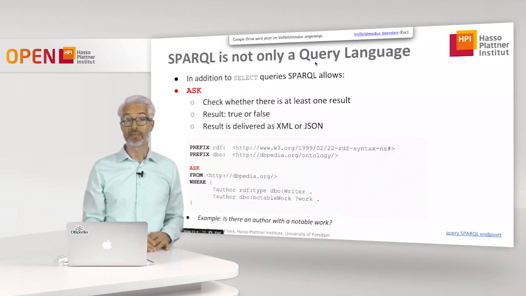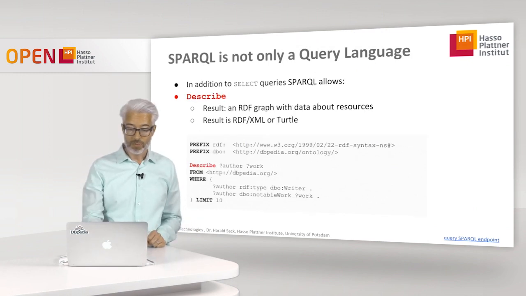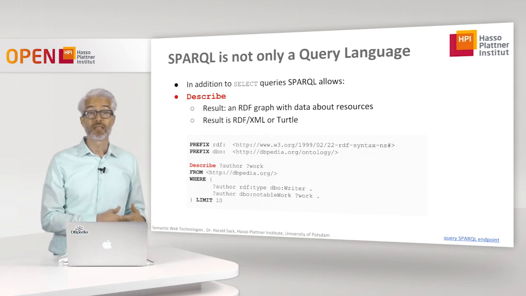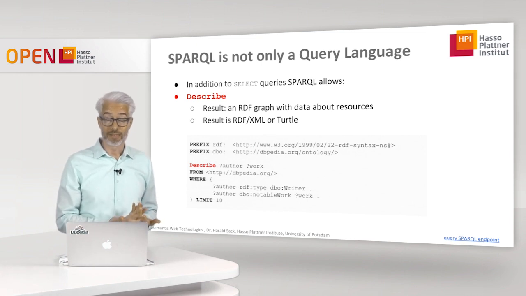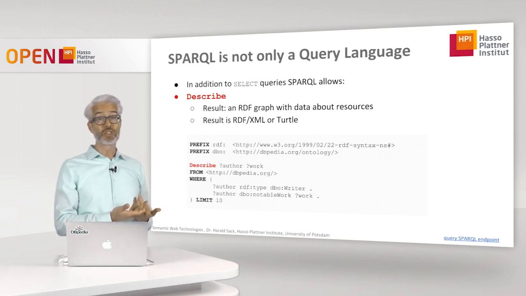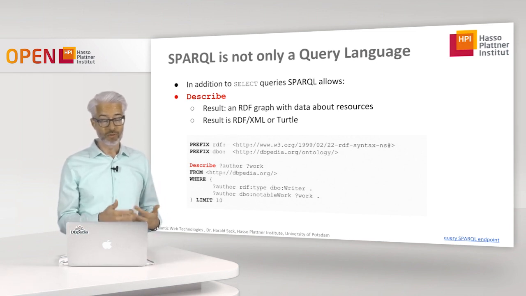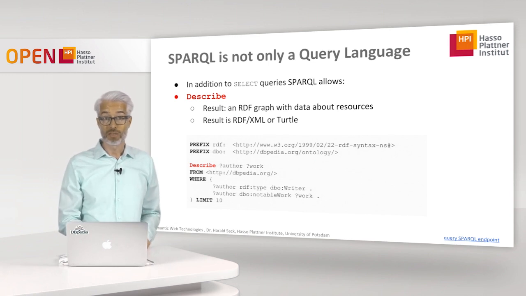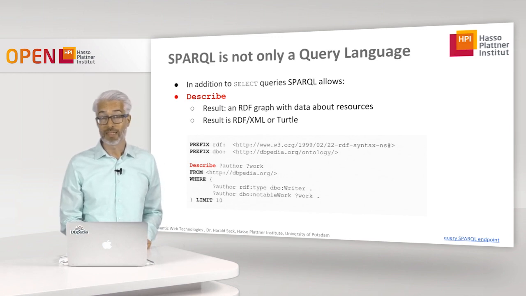So ask is instead of select only for checking whether a result exists or not. But you have more possibilities. So, for example, if in your SPARQL response there are URIs, sometimes it would be interesting for you to know which information is available about all the URIs that are returned in your result. And for that, you do not have to create a rather complex SPARQL query. It's pretty easy. You can use the so-called describe directive. And describe is used in the same way as select.